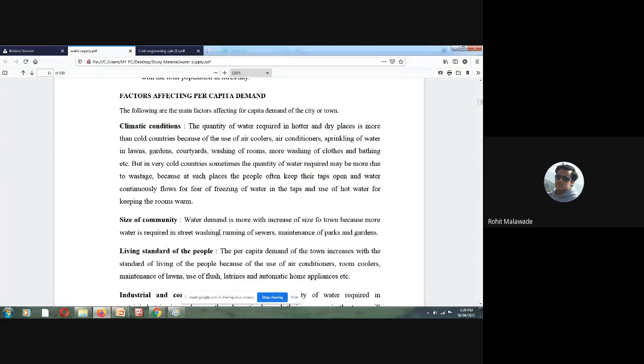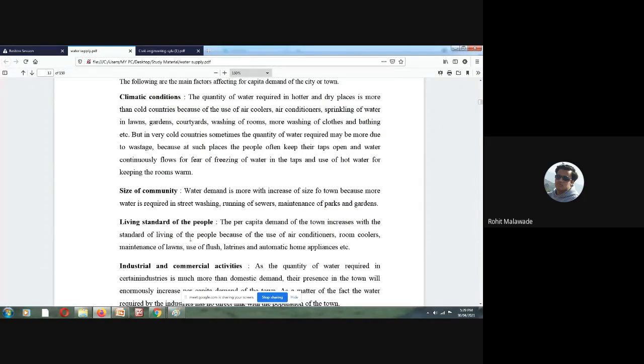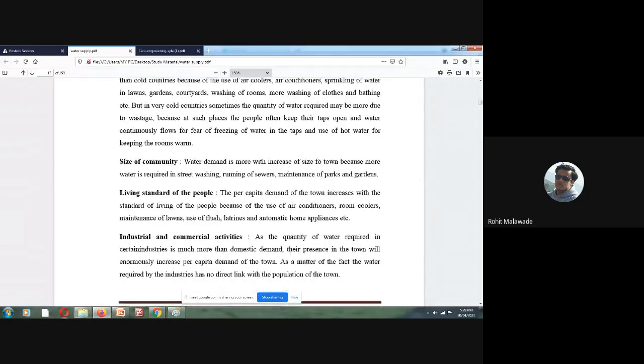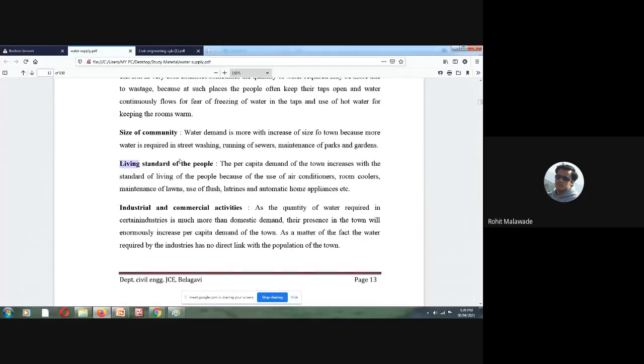Size of the community. Okay, now as the huge amount of population, huge amount of water requirement, right? Because more amount of population, more will be the water requirement. Okay, right? So as the population is more, suppose in a town the population is more, then the water requirement of that particular city will be more. Okay, then next point is living standard of the people.